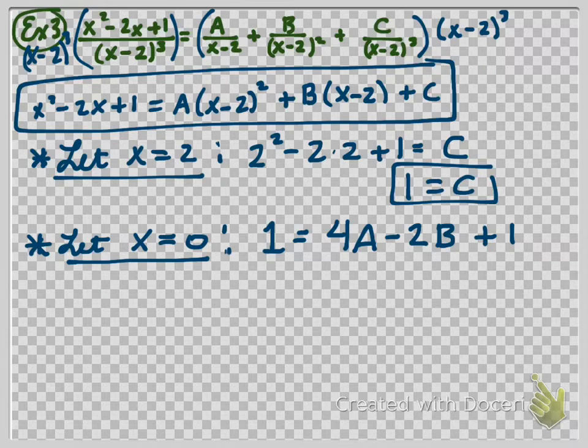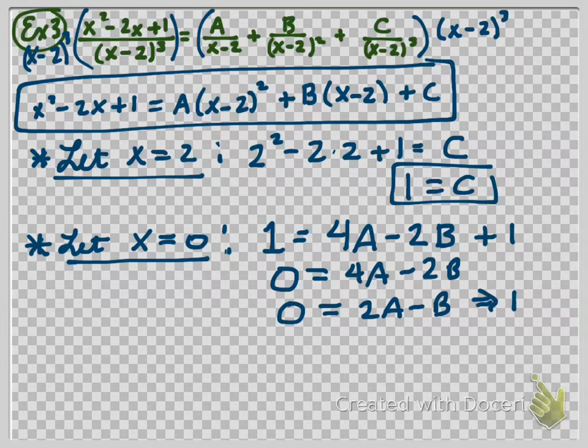Now I've got an a and a b, but that's okay because I can establish a relationship between a and b here. The first thing I would do is subtract 1 from both sides, and I get 0 equals 4a minus 2b. Before I do the implies, I'm going to divide through by 2. So I get 0 equals 2a minus b. So that tells me that b has to equal 2a, doesn't it? That make sense?